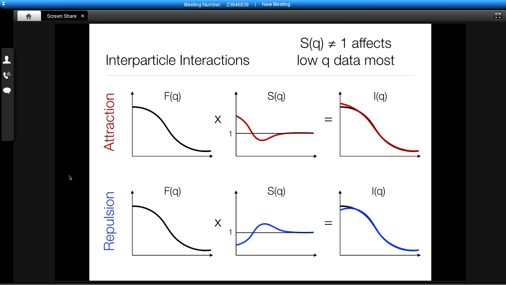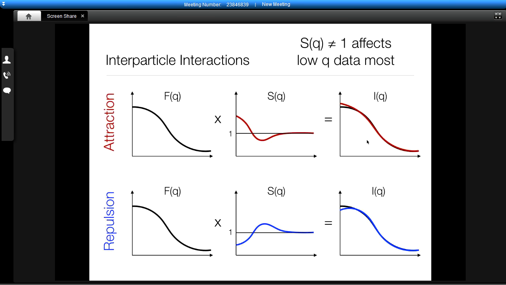So on the top we have the attractive structure factor, and in red you notice that at low Q values the structure factor is above 1. It's increasing the apparent scattering. And so when you multiply those, what you actually would record would be an increased low Q value compared with the form factor, and it's just the opposite for repulsion, where you actually end up with decreased low Q values compared to the form factor.